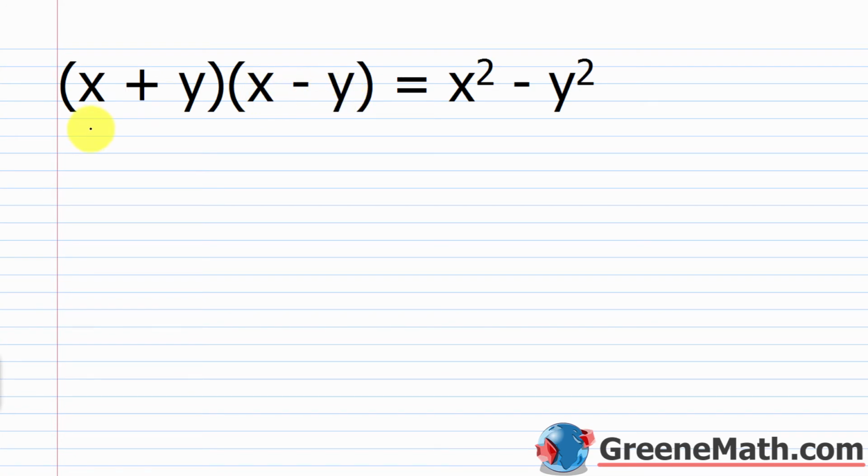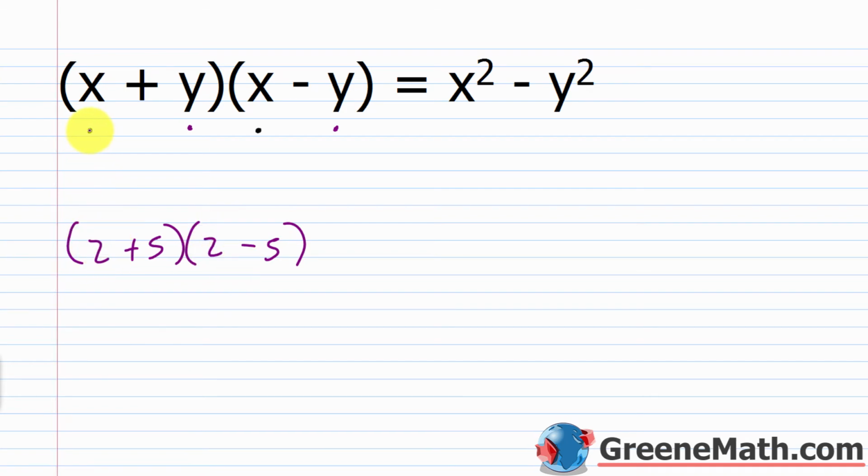And again, the first position of each one is the same. I have x here and x here. The second position of each is the same. I have y here and y here. You've got to have that. You can't have something like x plus 3 times x minus 7. That's not going to work. You got to have x plus 3 times x minus 3, or x plus 5 times x minus 5. Or it could be z plus 5 times z minus 5.